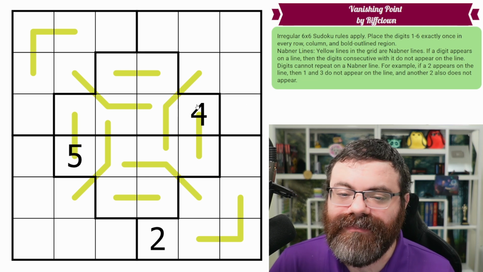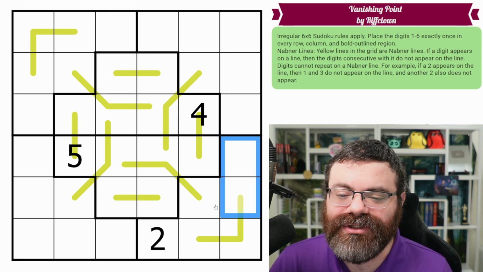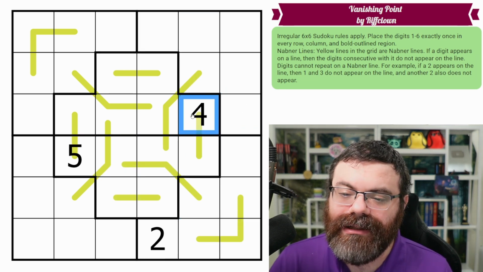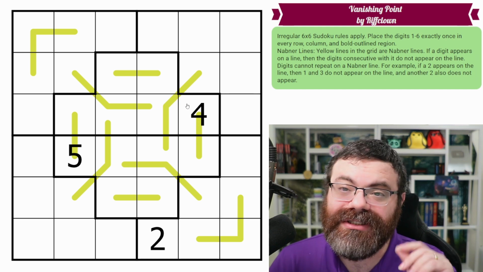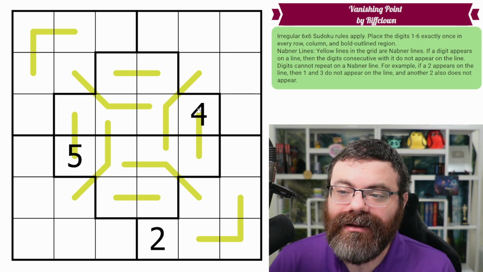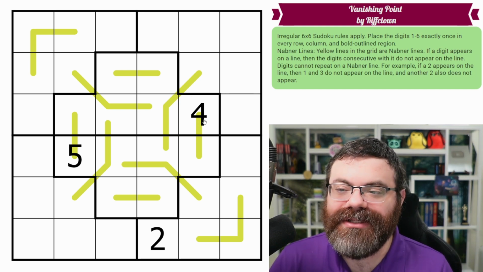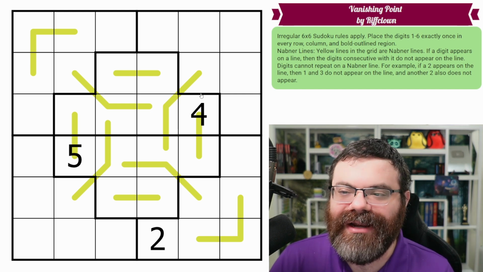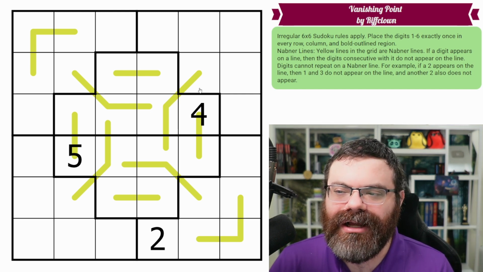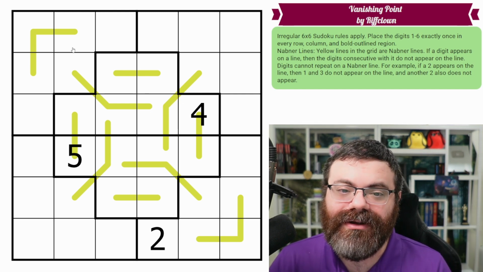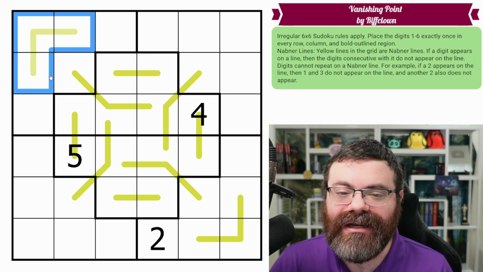So hopefully that's clear. Some people find it helpful to color each region so you can see where they are. That's just a little tip if you want to try that. All right, so we also have Nabner lines. Nabner is Renban backwards, so they're kind of like backwards Renbans. The backwards part is not the non-repeat, though. We still cannot repeat digits on a Nabner line.